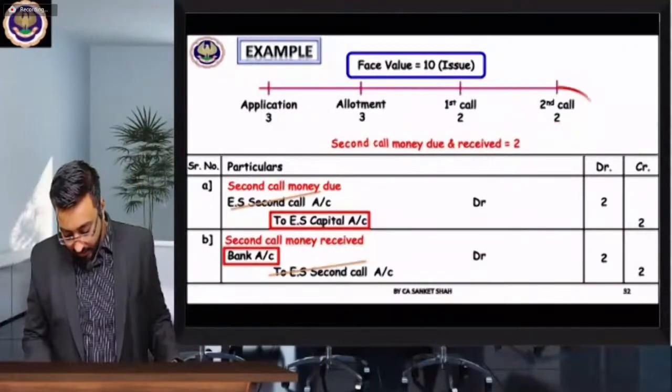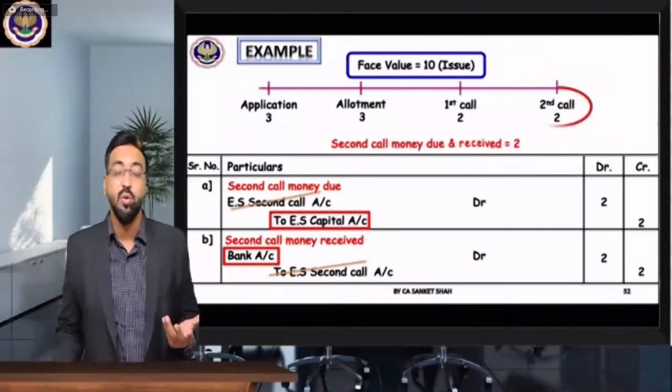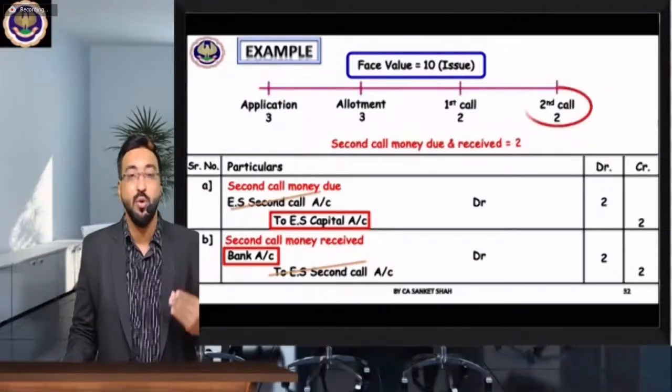Cami is asking, sir, how is application money due when it is already received? Beta, received, what is the entry you passed? Bank account debit to equity share application.